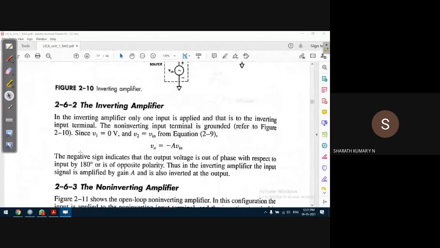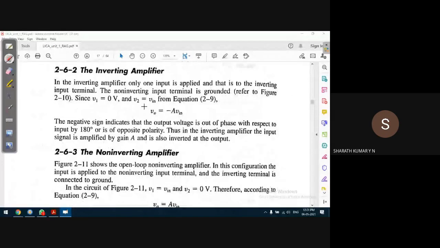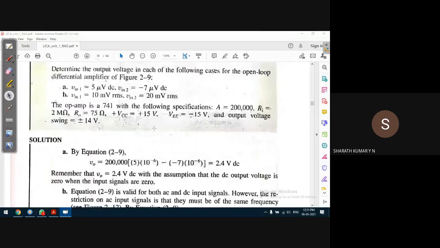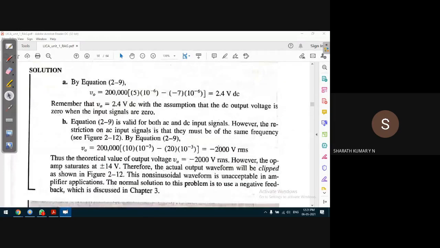Similarly, for the inverting amplifier, the output is the inverted version of the input multiplied by the gain of the operational amplifier. Similarly, for the non-inverting amplifier, the output is the same as the input, but amplified by the open loop gain of the op-amp. Last class we saw a numerical example also, how the output voltage can be very huge and saturating. It starts generating a square pulse.